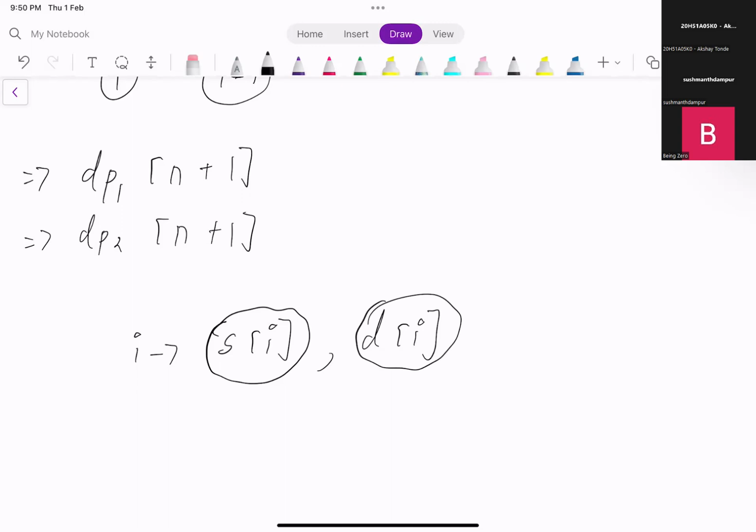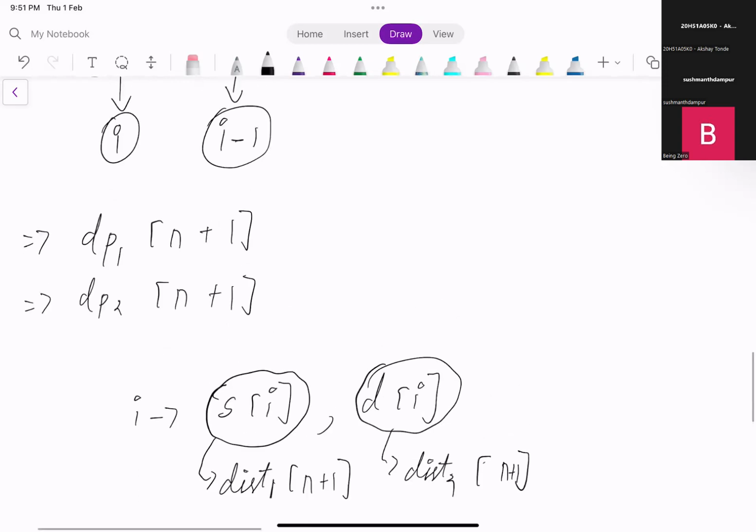If we have those two things, let's call distance 1 the distance from source of i to all other nodes, and distance 2 the distance from destination of i to all other nodes. Obviously the size of this will be n, as we are computing for all the nodes. So it would be n plus 1 in this case as we are computing it 1 based, and if it's 0 based, we can remove the 1 depending on the way we implement.